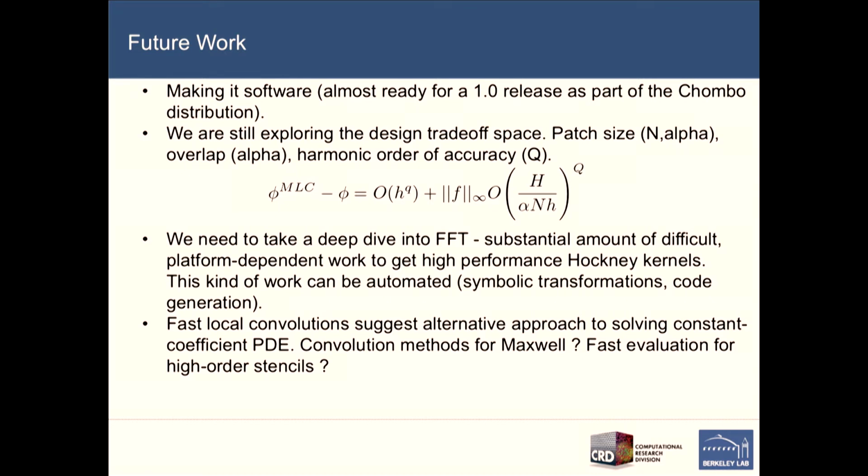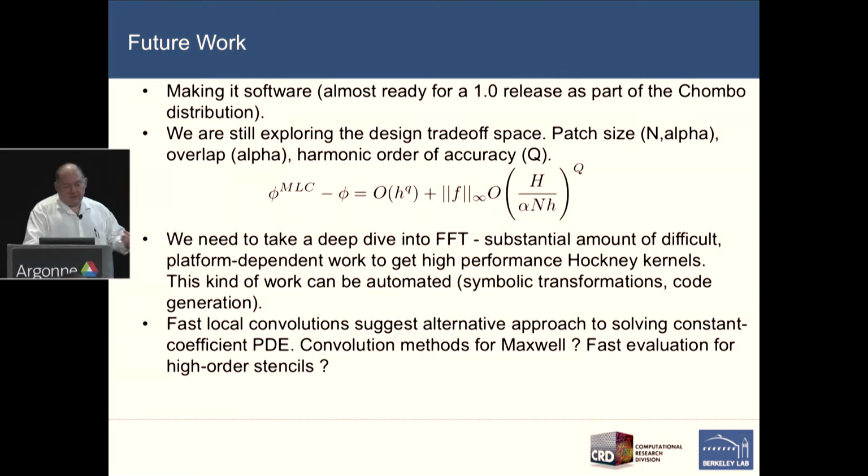Patch size, N or alpha, overlap, alpha, harmonic order of accuracy. These all trade in different ways that can affect performance, can affect accuracy. In some ways, they're not trade-offs. They're, Q equal 10 sounds like a really good idea no matter what, because there's no penalty for it. It turns out it's more difficult to program, and that's why we haven't fully implemented it yet.